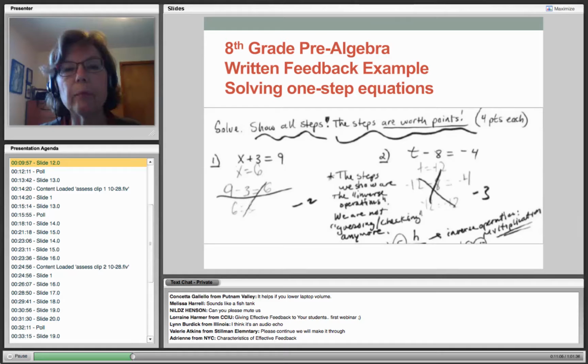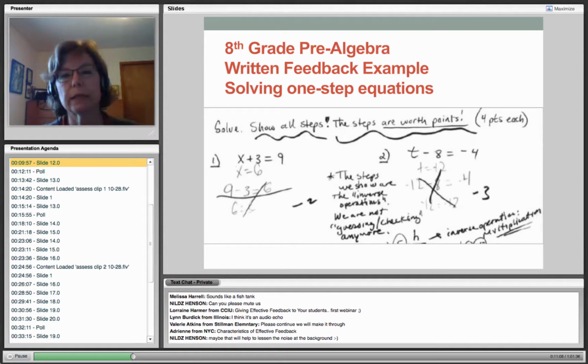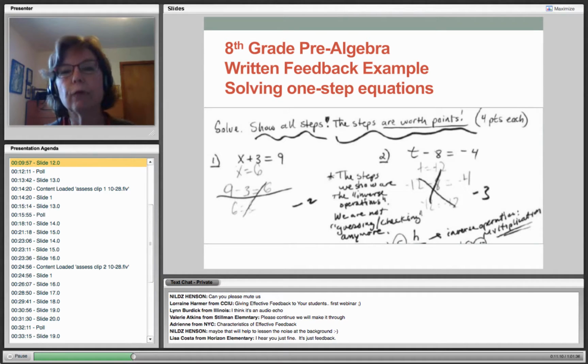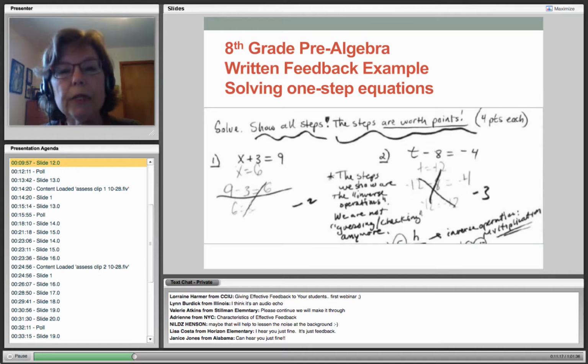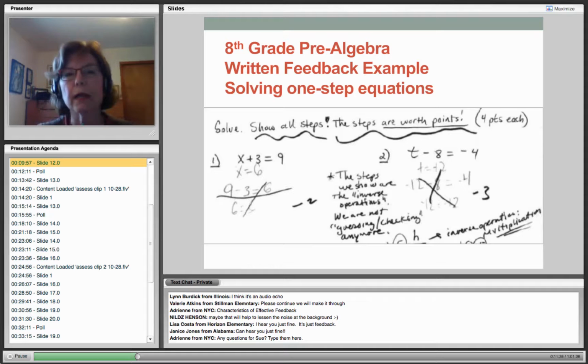Here we have an example. Now this was a whole test. And this student unfortunately got feedback like this for the whole test. So the teacher took a thick marker and underlined and put an exclamation point next to show all steps. The steps are worth points. And then wrote the dark stuff that you see there. The student wrote the lighter stuff, which I think was in pencil. That's why I didn't scan so well.